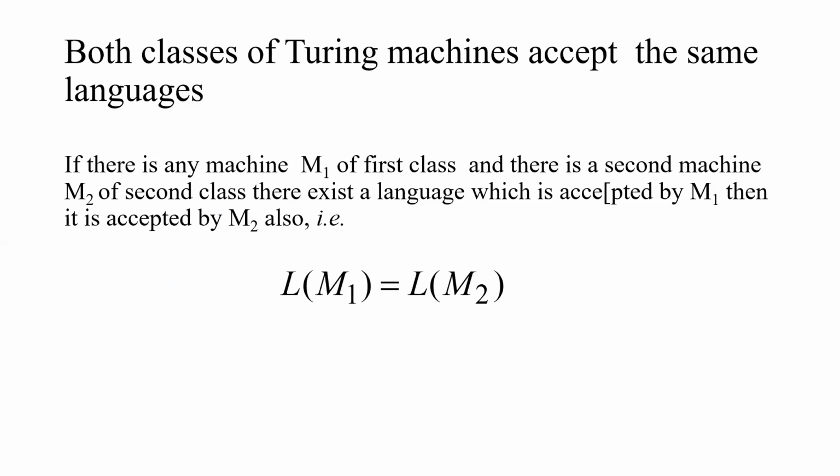So I can say that both classes of Turing machine accept the same languages. That means if there is a machine M1 for the first class and a machine M2 for the second class, a language which is accepted by M1 is also accepted by M2. So the language accepted by a standard Turing machine is also accepted by its variant.